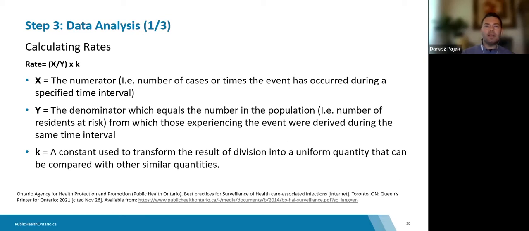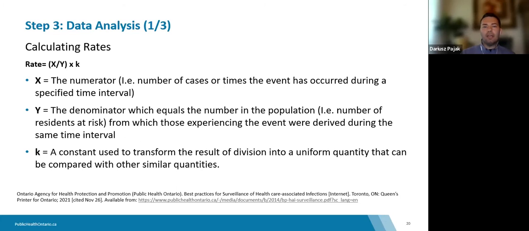Y is the denominator, and this represents the population from which the data is being gathered. For example, this may be one of the individual resident care units within your home. Or it could be a subpopulation within the home. So let's say those residents within the home who have a Foley catheter or other device inserted.